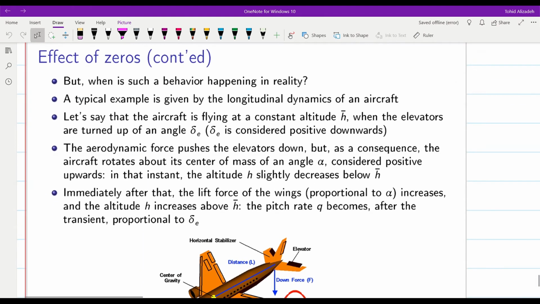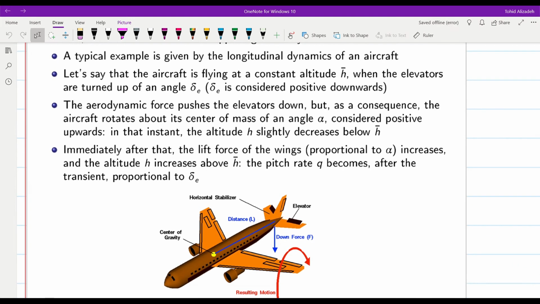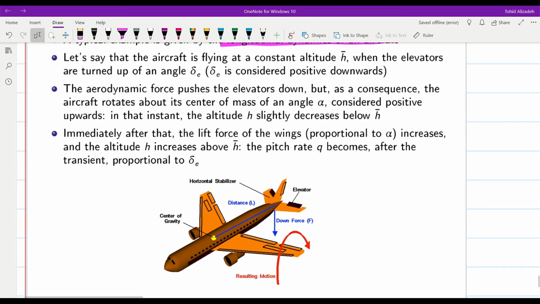Okay, but let's see when such a concept could be the case in practice. We can take a typical example of longitudinal dynamics control of an aircraft. You can refer to the textbook for more details regarding the model that is used to describe the behavior of the aircraft, but over here I will provide a short explanation.